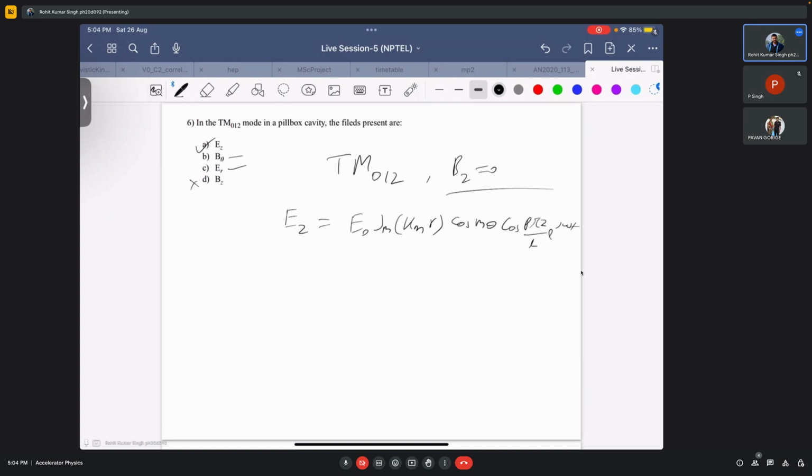So again, for this you need to go through the lectures, because we know that the B theta and ER depend on EZ, but there is one catch. Since here m equals 0, what will happen is ER will not be present. Sorry, ER will be 0.